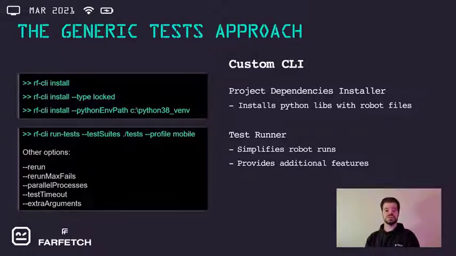Among other things, we also added a custom test runner to the CLI, which makes it easier to execute tests by enabling us to select the profile on the command line and choose how many parallel threads we want to use, which naturally uses some pabot magic behind the scenes. And we also have a parameter that automatically reruns tests and one that sets the maximum number of failed tests that allows the rerun to happen. These simple features simplify our lives a lot.